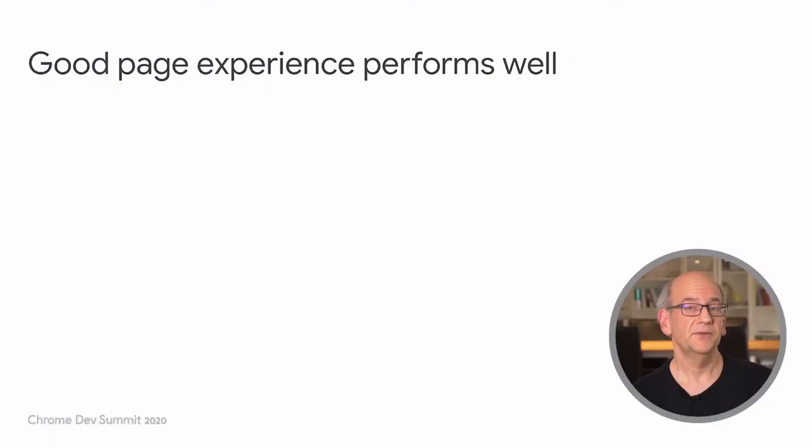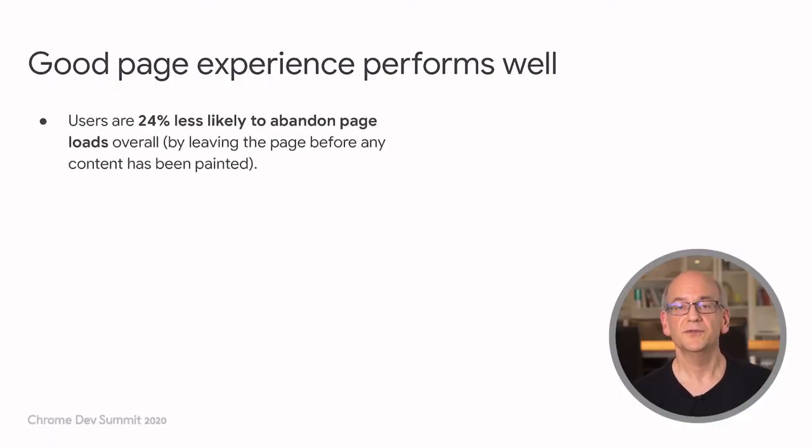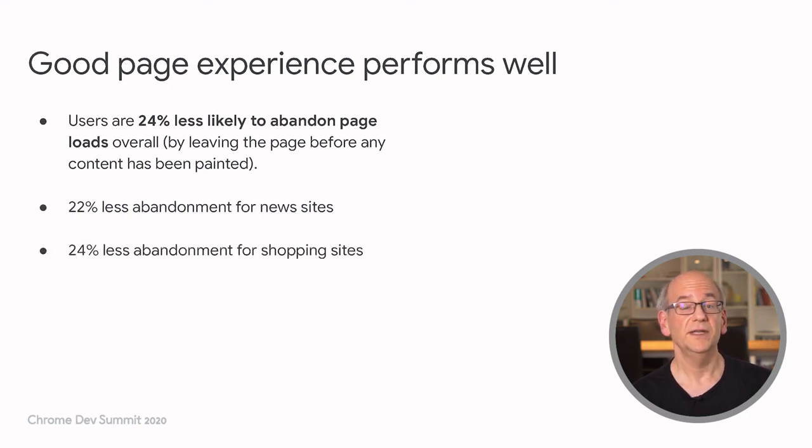We found that when a site provides a good page experience, it generally performs well with users too. For example, we found users are 24% less likely to abandon page loads overall. In particular, we saw 22% less abandonment for news sites and 24% less abandonment for shopping sites. There are few changes that can show this level of improvement for online businesses, and results like these are part of the reason we prioritize the Web Vitals metrics.